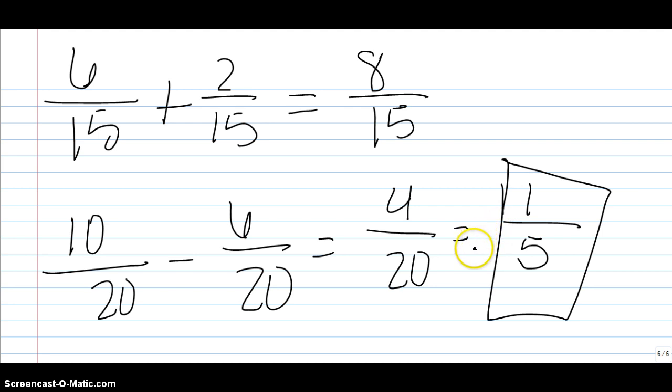Now I bet you're probably thinking, well, what do we need to do if we don't have the same denominator, if they're different? And so we're going to do that one next. That's called finding the common denominator. So in other words, let's say that I have 3 over 4 plus 1/2.